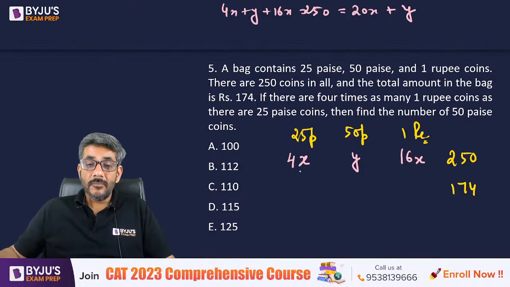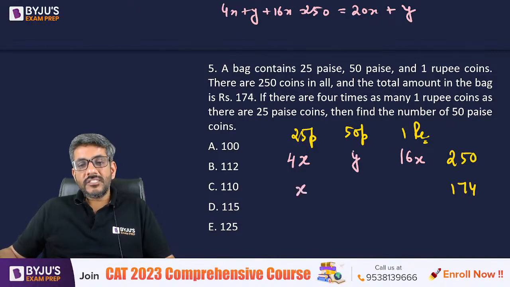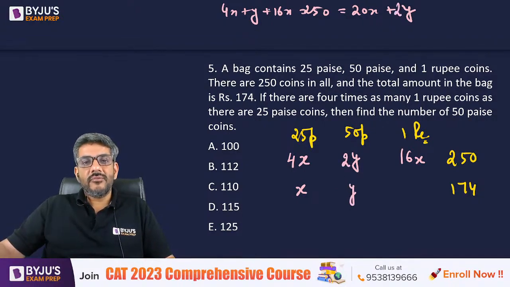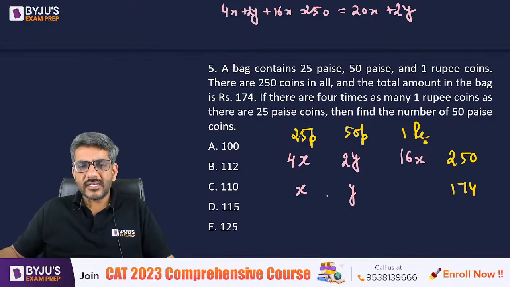And what is their value? The value of these 4x coins is x rupee. The value of y coins is y by 2. Once again we have got y by 2. So better is to assume it as 2y. तो ये y हो जाएगा. अगर ये 2y है तो यहाँ पे 2 लिख देंगे हम लोग, राइट? तो कोई खास दिक्कत नहीं होती है.